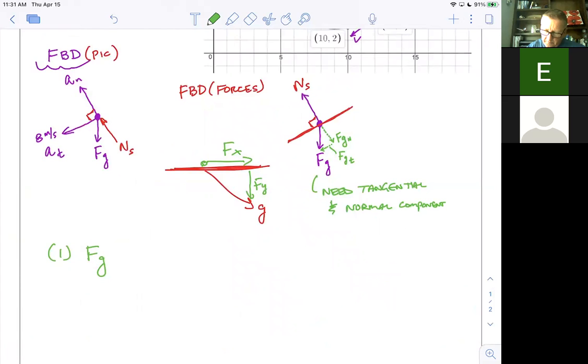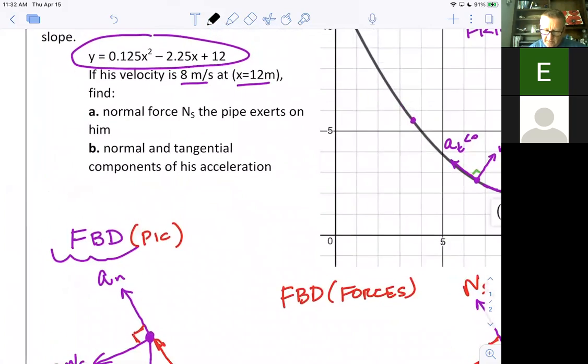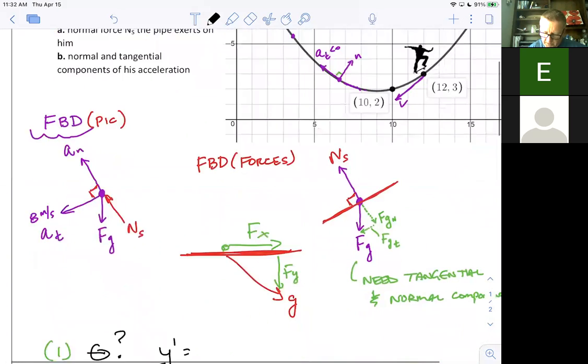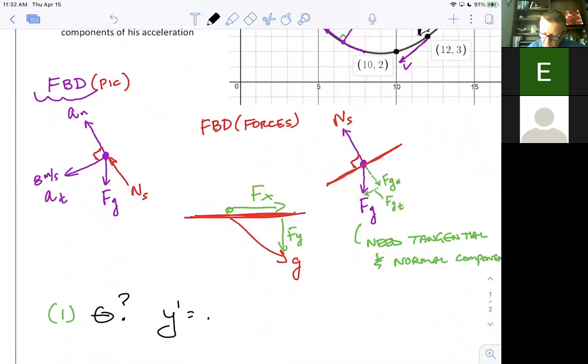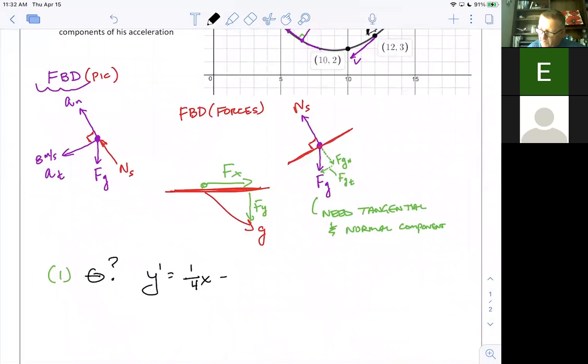So let's take a look at that. Let's go over here and ask the question, theta. Landon couldn't have said it any clearer. If I take the derivative of this, y prime, notice that's a nice, neat equation. 2 times an eighth is a quarter, so that's 1/4 x. And the derivative of 2.25x is 2.25, so that's 2 1/4, which is 9/4. So there's my first derivative.